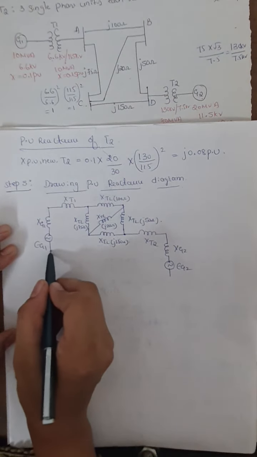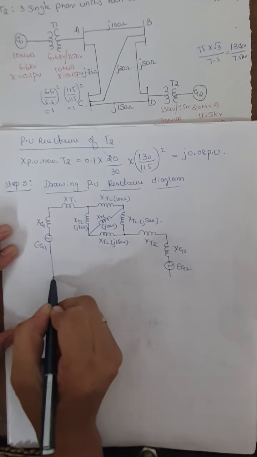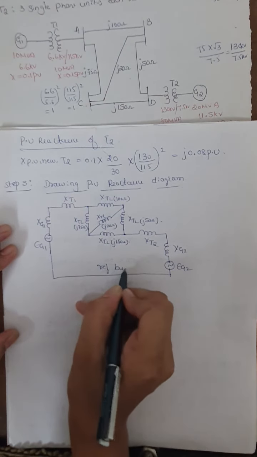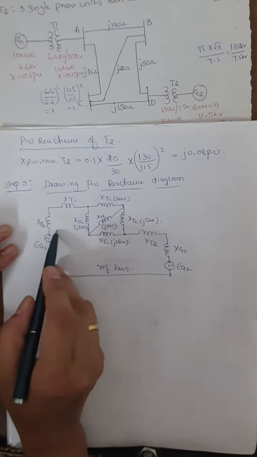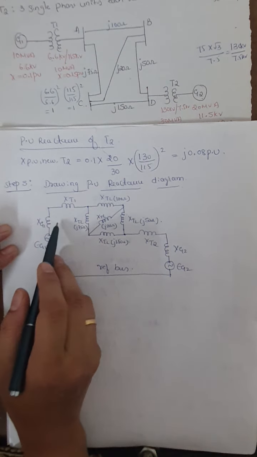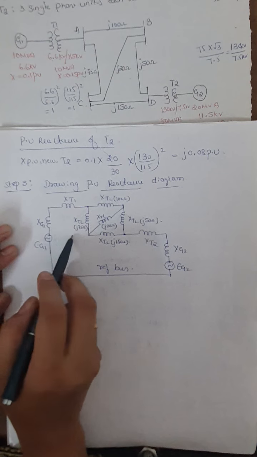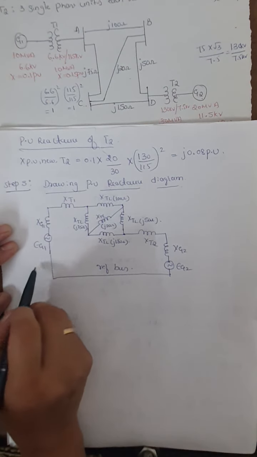So this is how you have to represent the given single line diagram as a reactance diagram. So this will be the reference bus. After that, don't forget to write the reactance of all the components which you have calculated in step 2, step 3 and step 4. That completes the given problem.